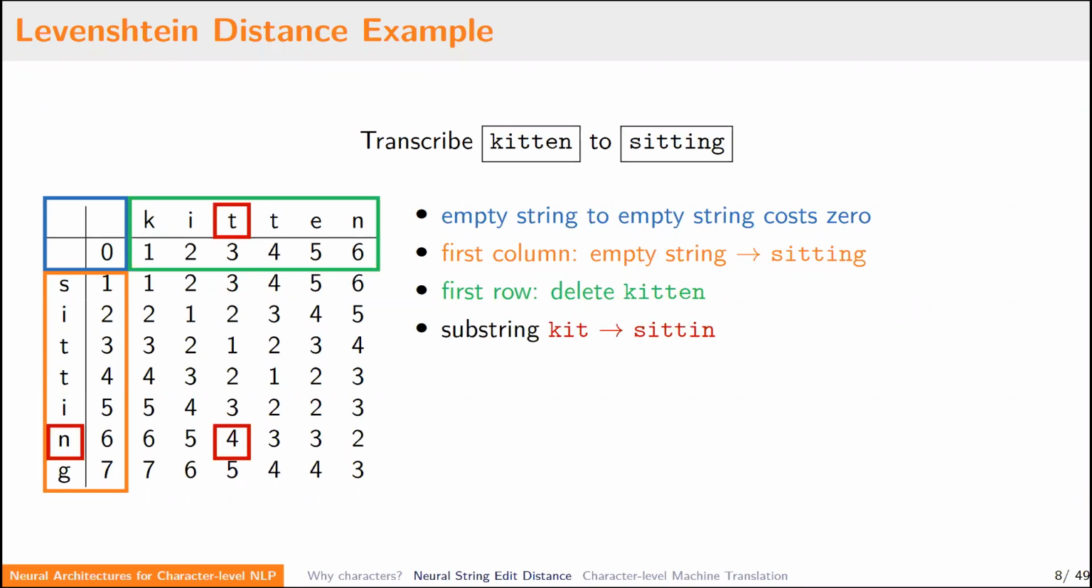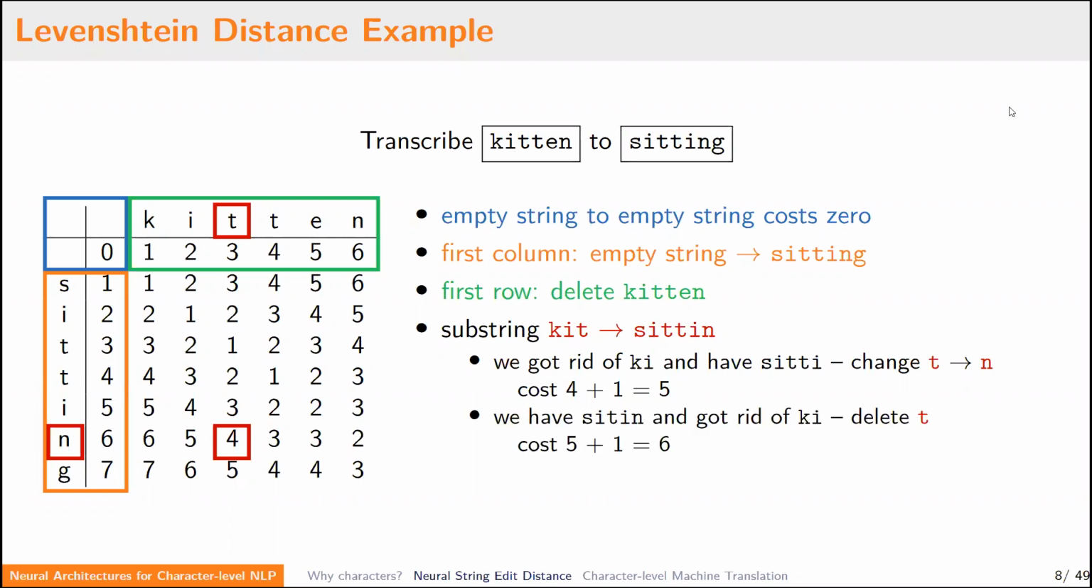Let's say we want to transcribe the substring kit to the substring sitten. We already know the previous costs. So one option is that we already got rid of ki and already written sitt. In that case, we would substitute t for n, which would be a cost of 4 plus 1, which would be 5.